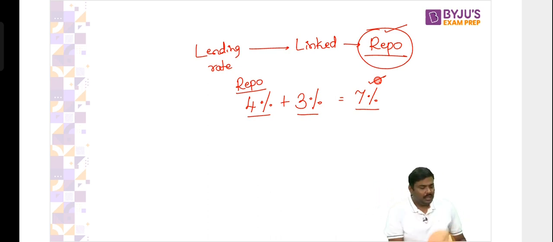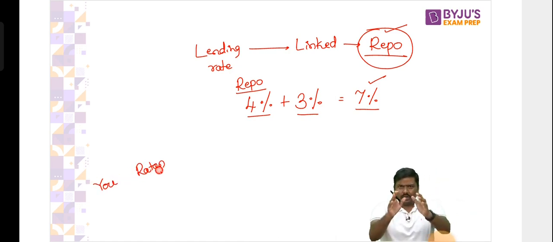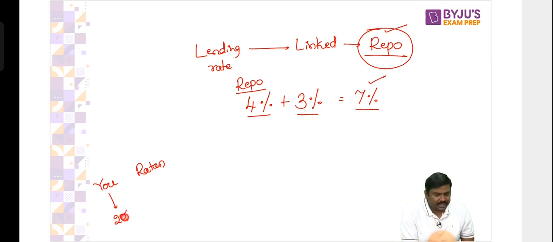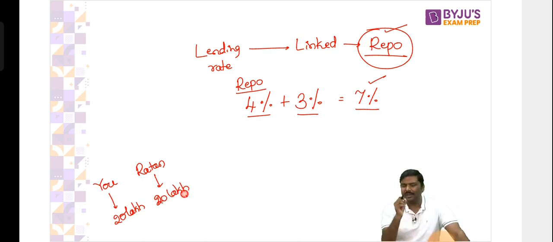Follow this very carefully. Imagine you go to a bank and Mr. Ratan Tata also comes to the same bank. You apply for a loan worth, let's say, 20 lakh rupees. Mr. Ratan Tata also applies for a loan of the same amount, 20 lakh rupees, so that you quickly understand this.